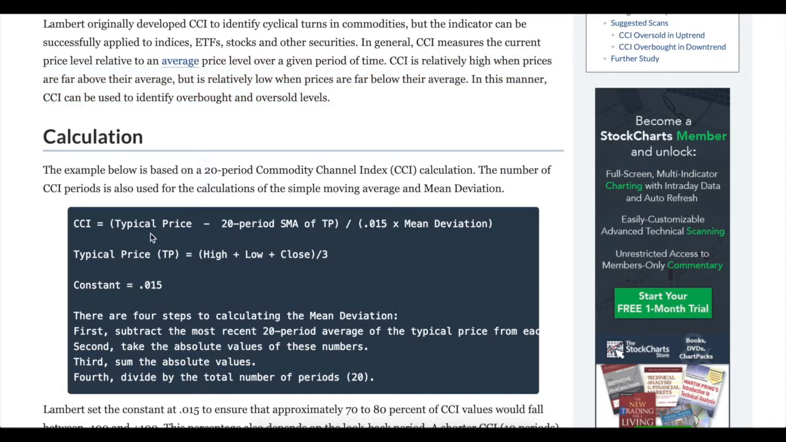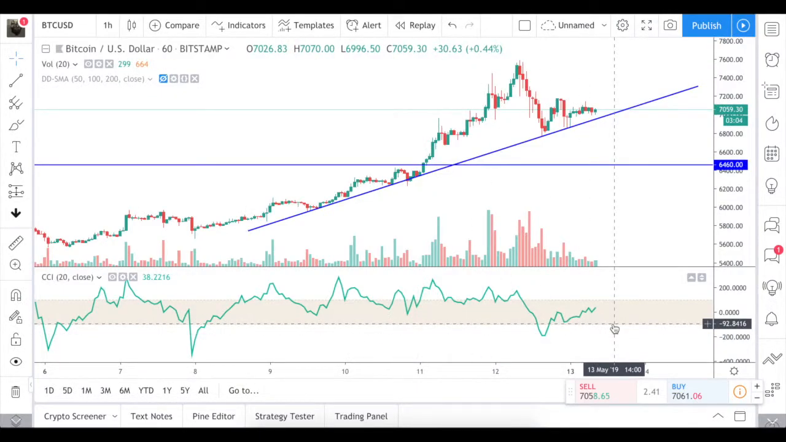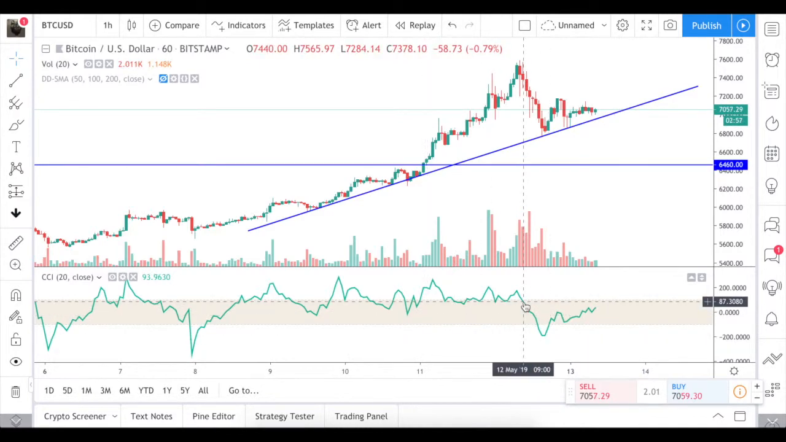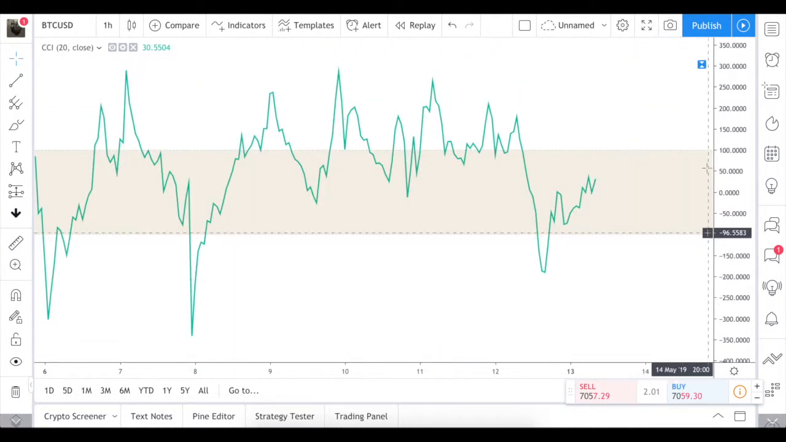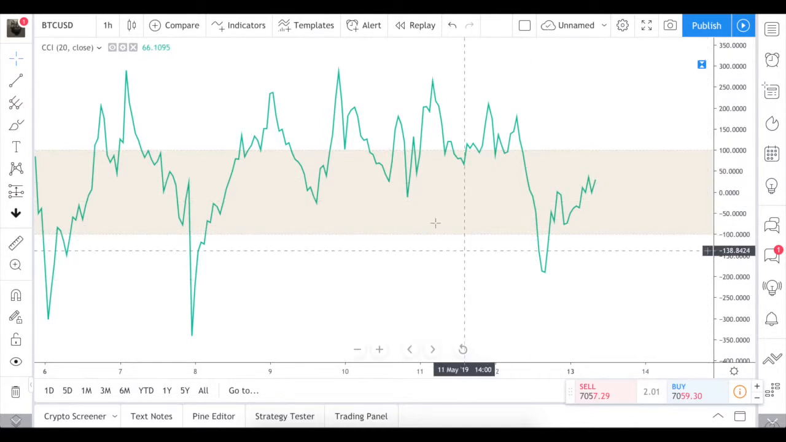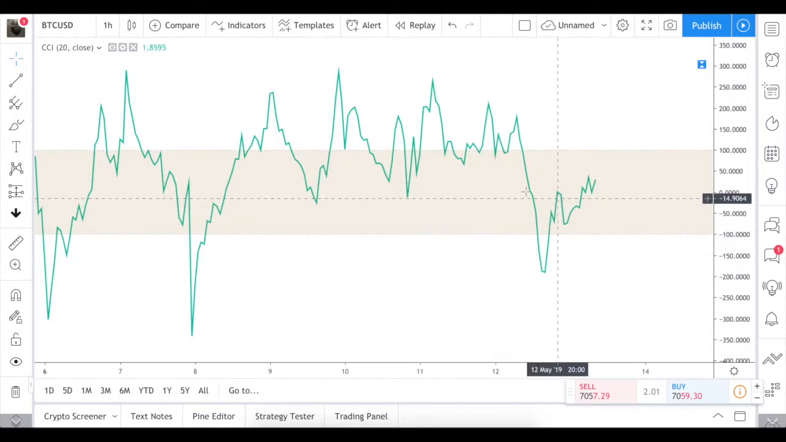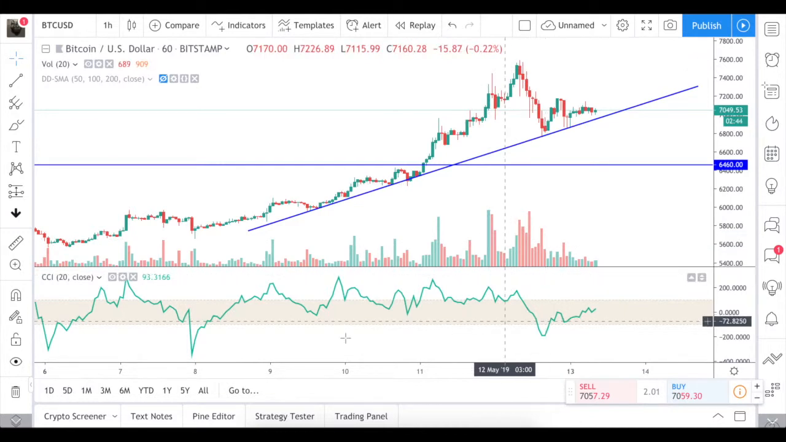Here is again the formula: the typical price, which is the average of the high, low and close of the price, minus the 20 period SMA of the typical price, and there's also a coefficient which can be quite different, but the only thing it does is hold the distribution of this indicator within a certain area, like between 100 and minus 100. So at the moment most of the time the indicator is within this zone, and if it is very high, then we may expect a drop.